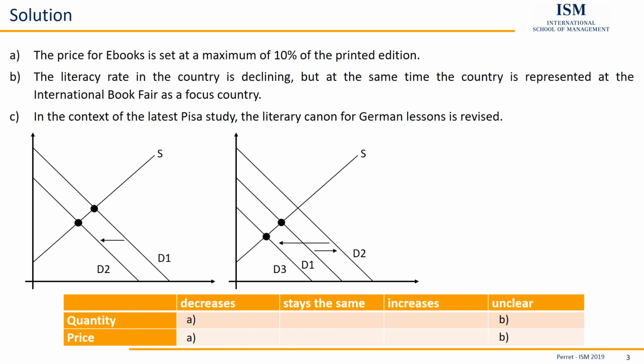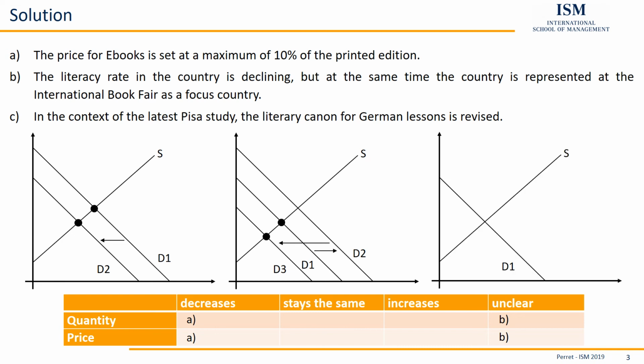And here we have, in the context of the latest PISA study, the literary canon for German lessons is revised. So the people need new books to read, meaning that the demand for books will increase. This means that we have a positive demand shock. When we start here, our demand curve will move to the right, an increase in demand, and we get a new equilibrium to the upper right. This means that quantity and price will increase. So that's the situation here. And that's then all there is to this exercise.